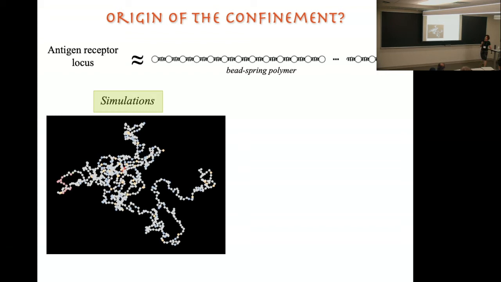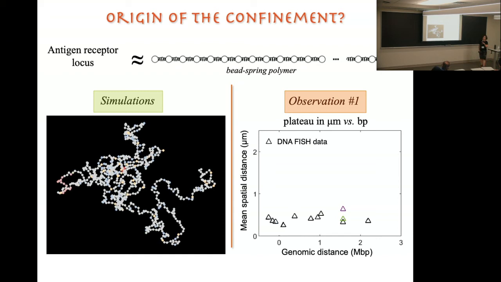And so what we decided to do is to adopt the following approach, very much in the spirit of how physicists would do this. We decided to try to come up with the minimal model that is capable of reproducing simultaneously multiple independent experimental data sets. And so here's the first experimental data set. The data come from the immunoglobulin heavy chain locus. They come from a so-called FISH experiment. The FISH experiment reports the mean spatial distance between any two regions on the DNA as a function of the genomic distance. Okay, so it's microns versus base pairs.